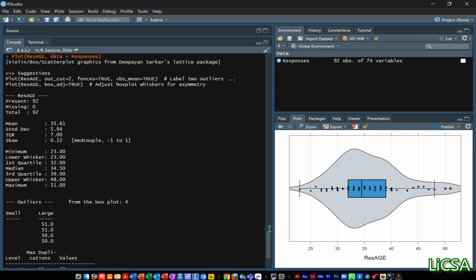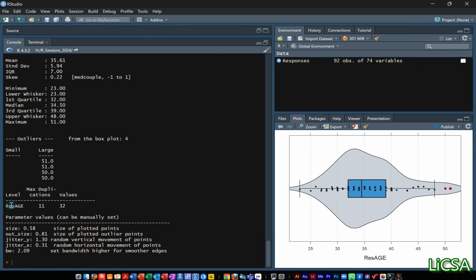So this one gives us more information. It goes ahead and gives us the duplicates. As you can see in this data set, there are 11 people who said 32. I don't know if that is the same as a mode or something like that. Then it gives us all this statistical information that may be important at one point or another.